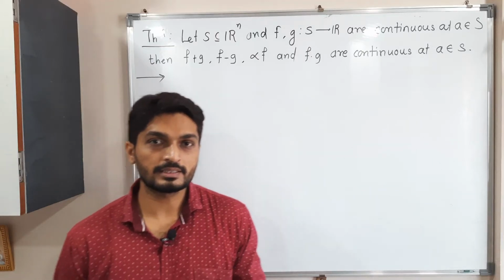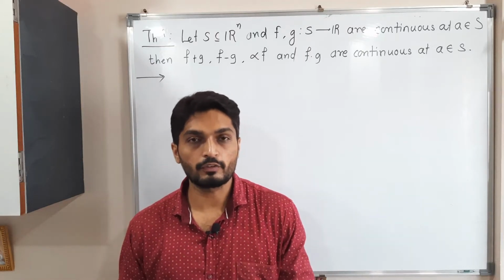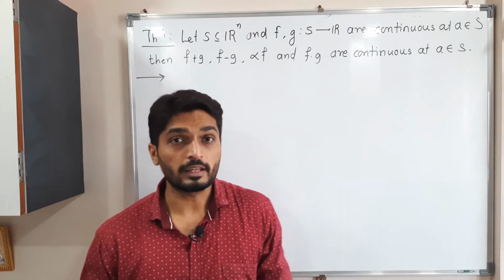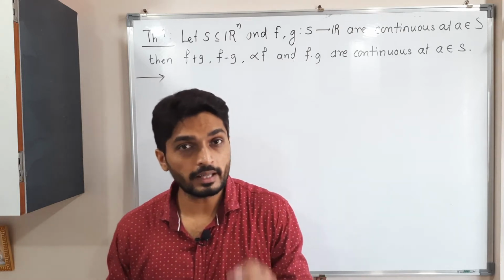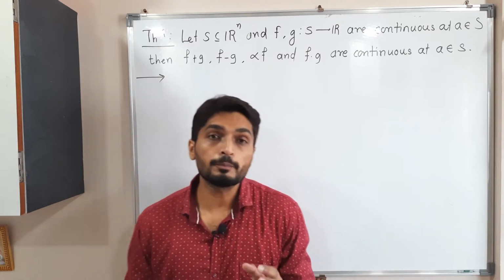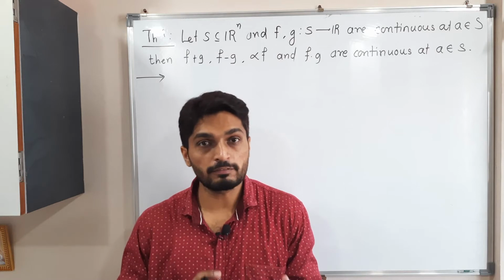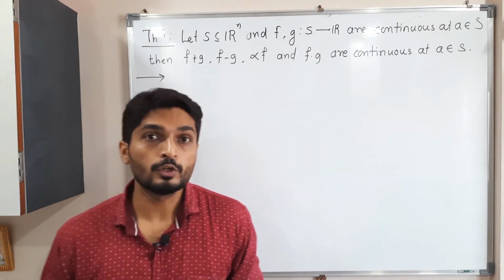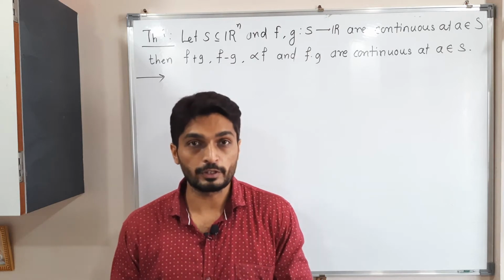So let us discuss this exam result of continuity. In continuity, what have they given? F and G both are continuous at A. This is the given part, and as you can see on this board, we have to prove F plus G continuous, F minus G continuous, alpha F is continuous, and F into G is also continuous. So we call it the algebra of continuity.